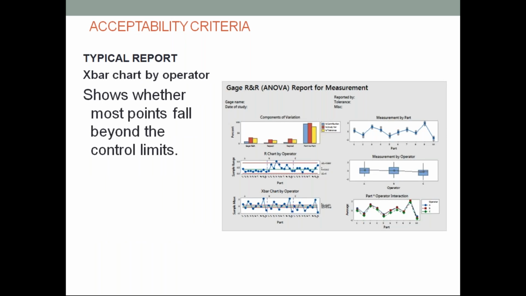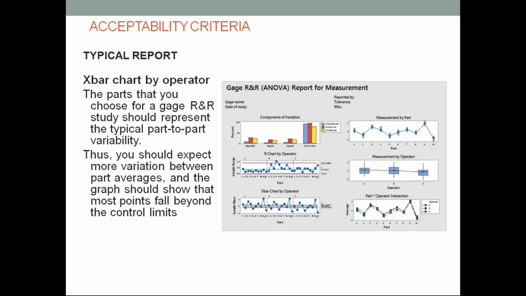The X bar chart by operator shows whether most points fall beyond the control limits. The parts that you choose for a gauge R&R study should represent typical part-to-part variability. Thus, there should be enough variation that you can tell them apart. If you can't tell them apart, then they're going to fall within the control limits. And the graph should show that most of the points fall beyond the control limits for you to be successful.